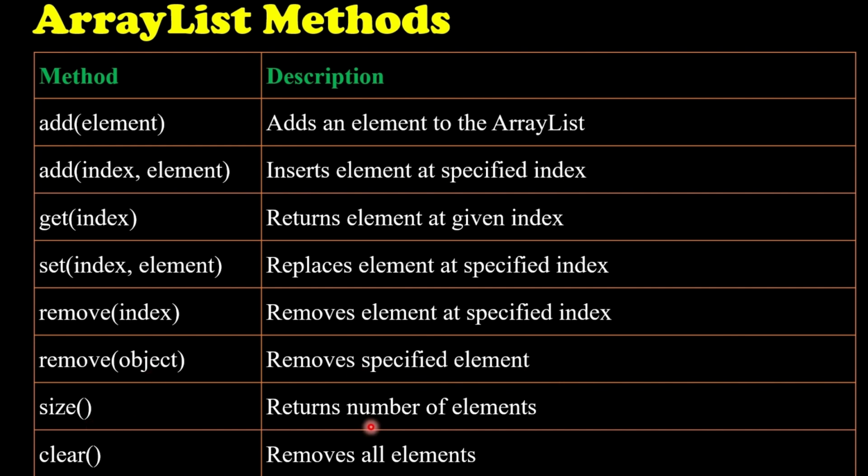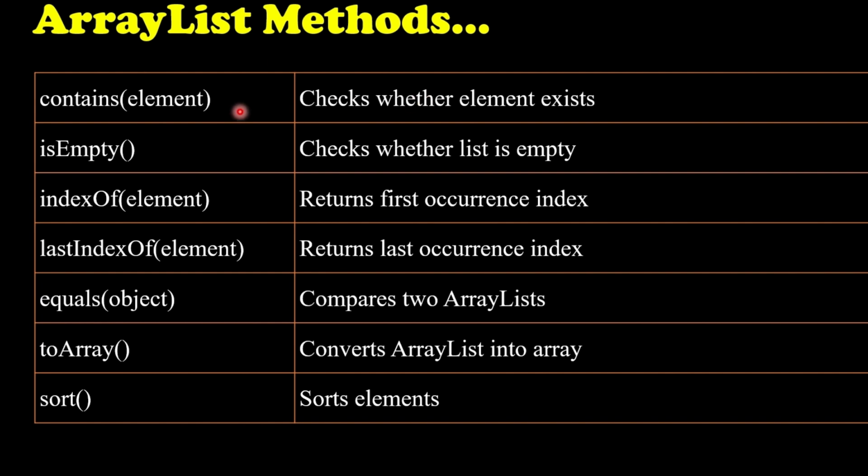What is size? It returns the number of elements in the given ArrayList. Then clear removes all the elements. Then contains checks whether the element exists in the ArrayList or not. The isEmpty method checks whether the list is empty or not. Apart from those methods, there are indexOf and lastIndexOf as well. indexOf returns the first occurrence of the index. Even if duplicate elements are there in the ArrayList, it returns the first occurrence index. The lastIndexOf, even if duplicate elements are there in the ArrayList, returns the last occurrence index.